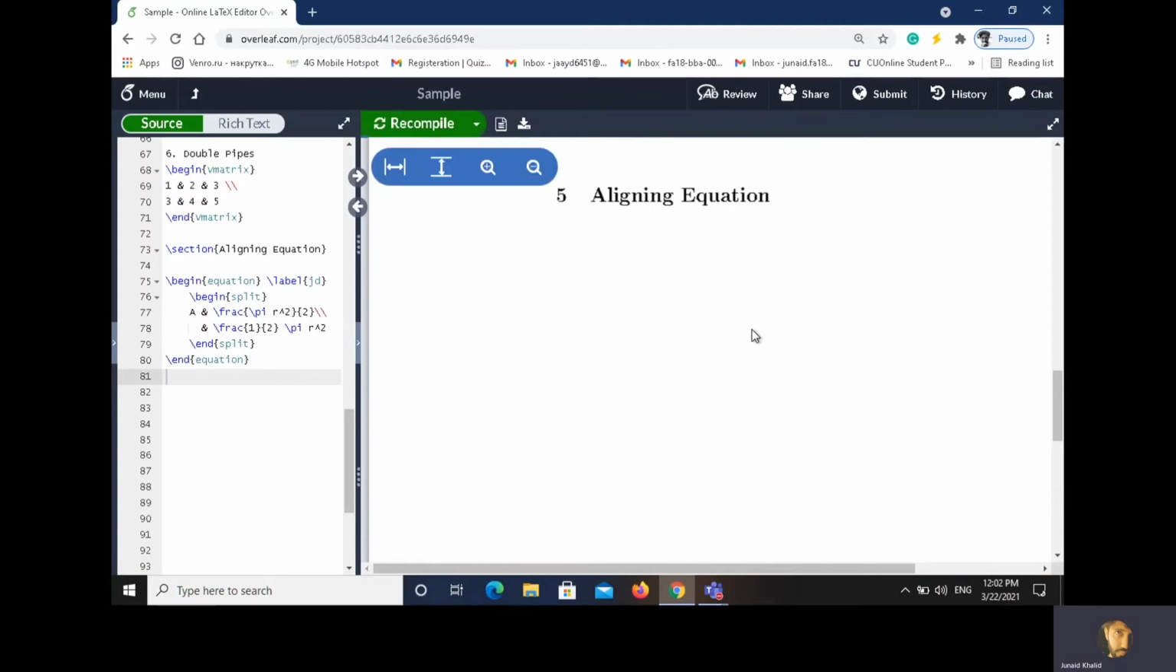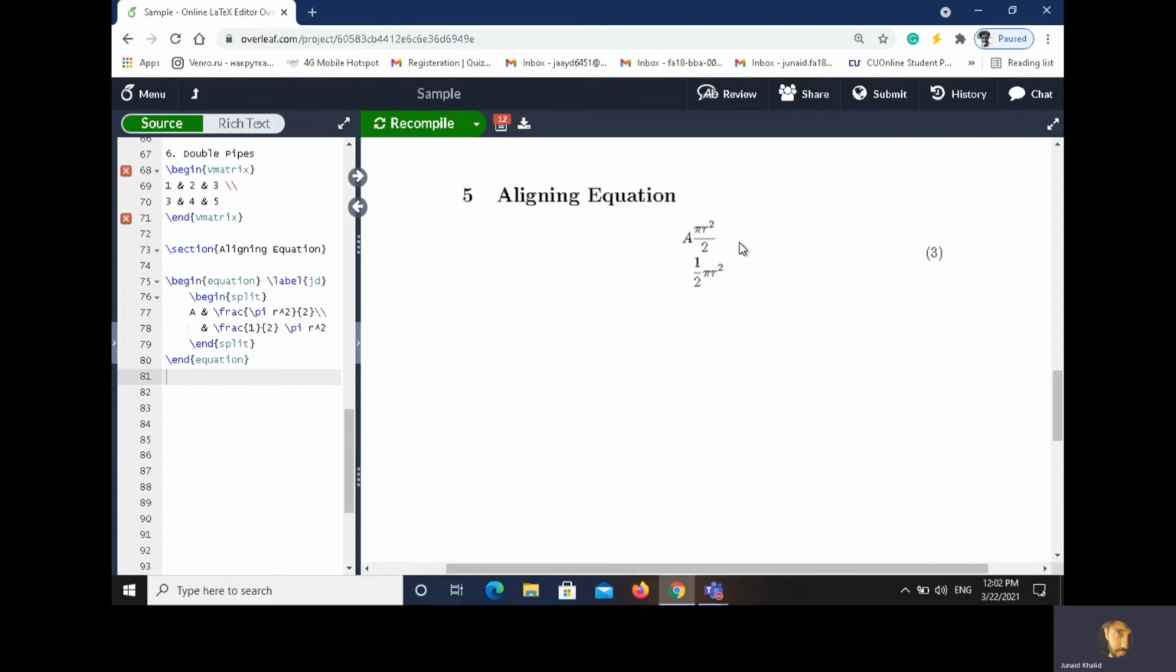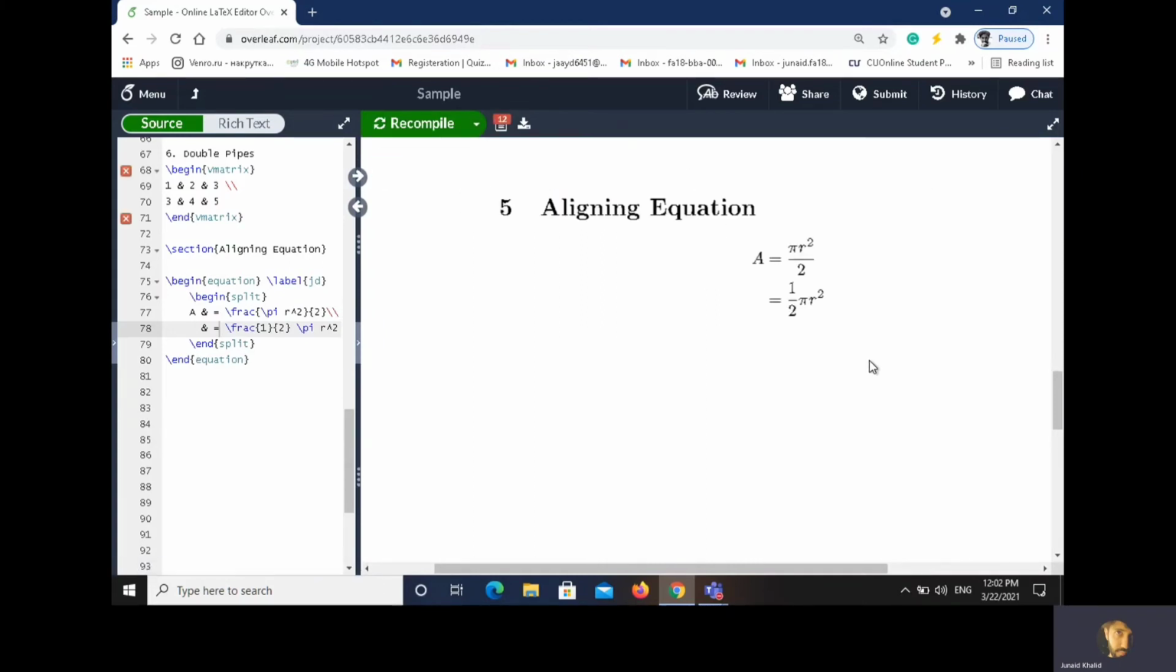So here will be the result. Let's wait. A is equal to, here will be A and equals to, and compile. Here we also have to write equals to, and let's compile. So in this way we can align equations using LaTeX.